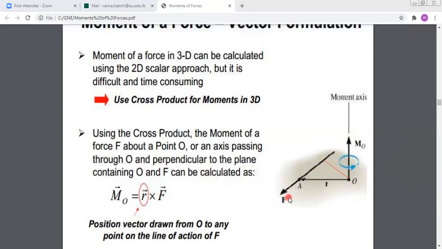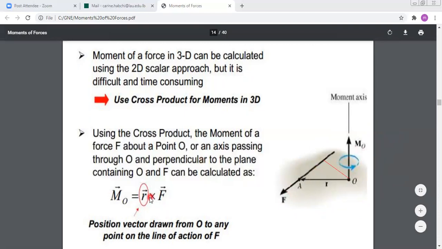What is the relation? First, r is the position vector from the point about which I want to do the moment. So if I want to do the moment about O, the origin of the position vector is O. And A is any point of application of the force. We will see that wherever the point A is that I take, when I do r vectorial f, I will get the same result, and we will see why.